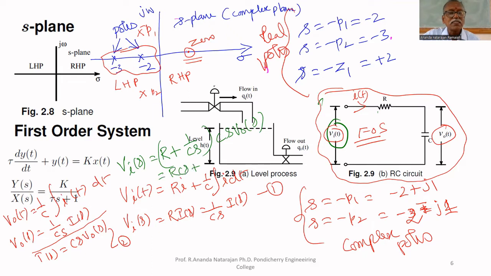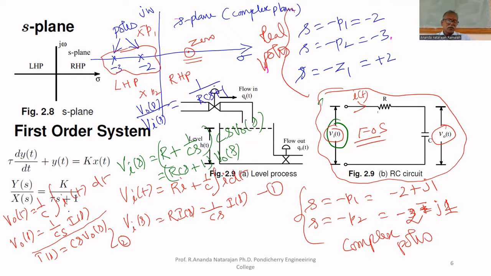RCS plus CS getting cancelled. Therefore, RCS plus 1 multiplied by V naught of S. What is output? Output is V naught of S. What is input? VI of S. Therefore, the transfer function is output by input. That is V naught of S upon VI of S equal to 1 upon RCS plus 1.